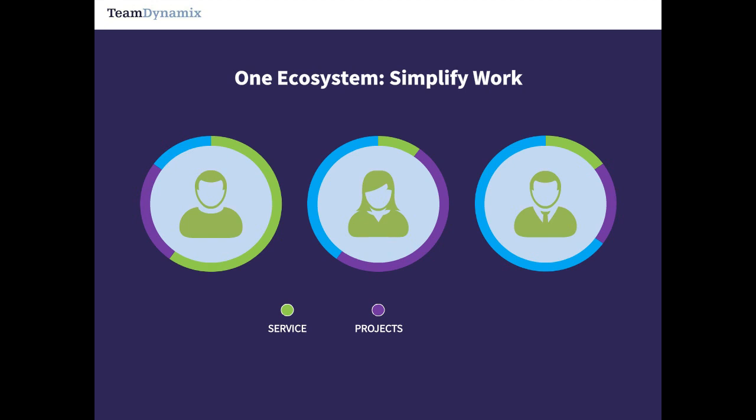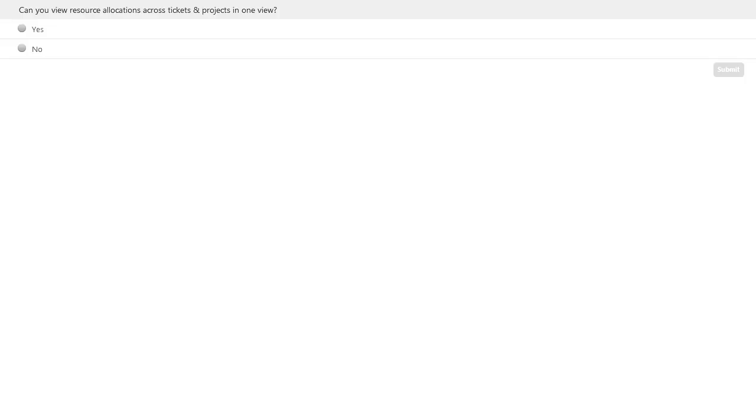So we're going to get to our first poll question. The first poll question is, can you view resource allocations across both tickets, work orders, and projects in one view?